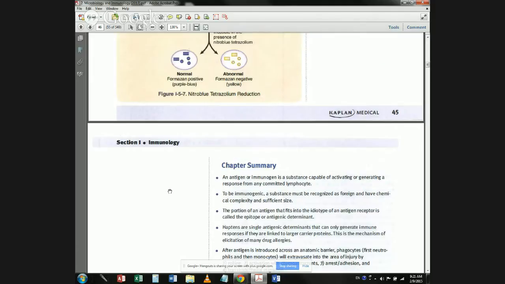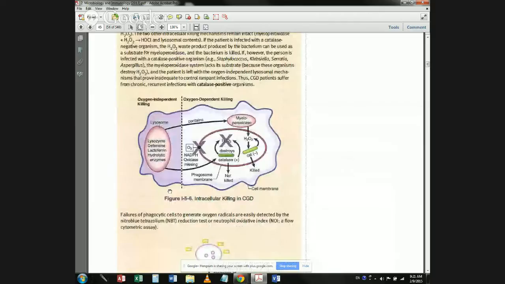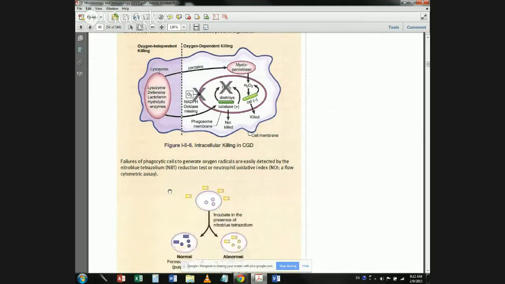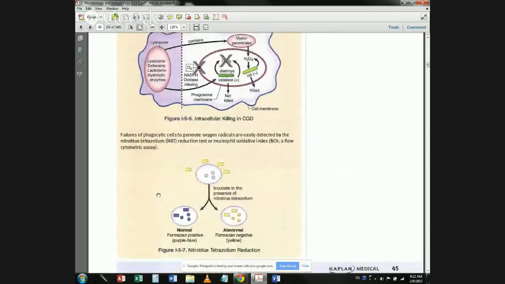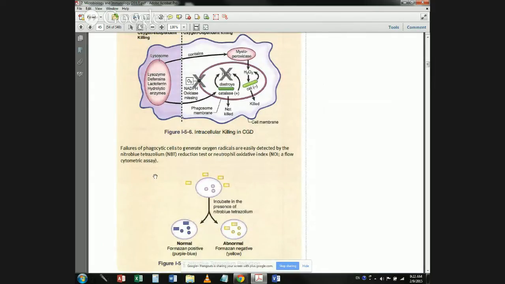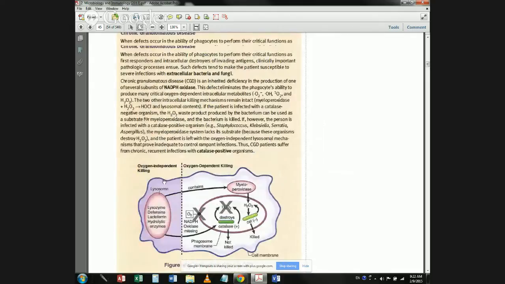Now, one more thing I would review is the NBT, nitroblue tetrazolium reduction test. Basically, it's yellow, and you add it to the blood sample. If the yellow turns blue, that means you're fine, meaning your NADPH oxidase enzyme is working just fine. But if it doesn't do anything and stays yellow, then you're not fine, because it didn't change. It did not break down that oxygen molecule.